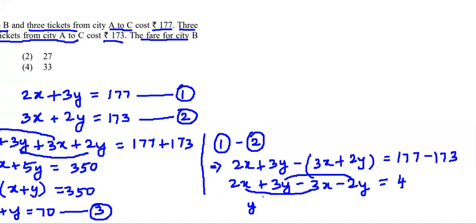What will be this 2x minus 3x? That will be minus x, is it or not? Because plus 2 minus 3, which will be a negative 1, that is minus x, is what is equal to 4. And this, let's name it as equation number 4.